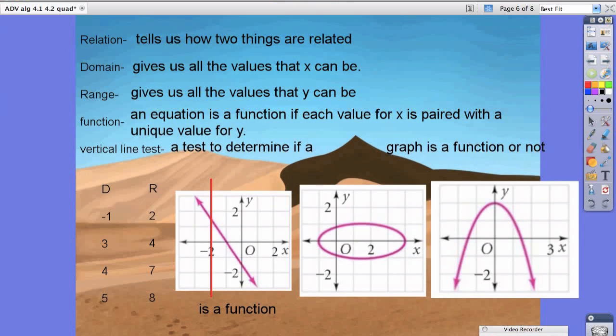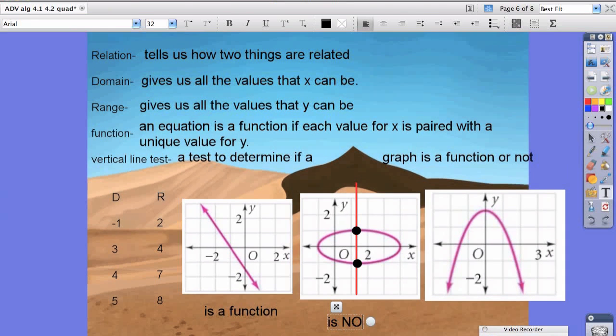The next example. Right now it's not touching the graph at all. Here it's touching it only once, so at this point it's still a function. As we scoot it over, notice it's touching it twice. It's getting touched here and here. Because this vertical line is touching the graph twice, that means it is not a function.